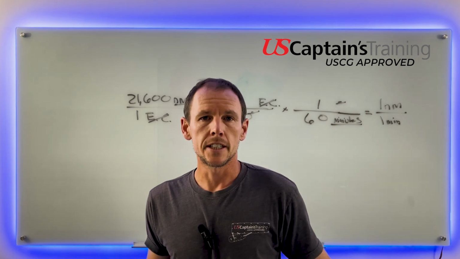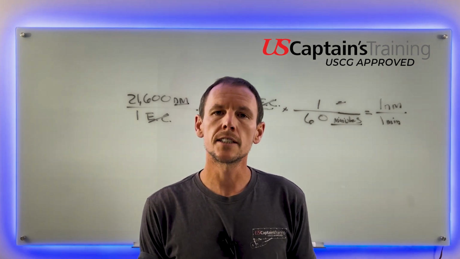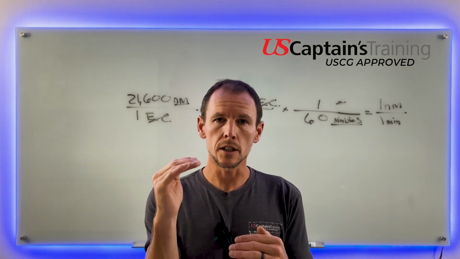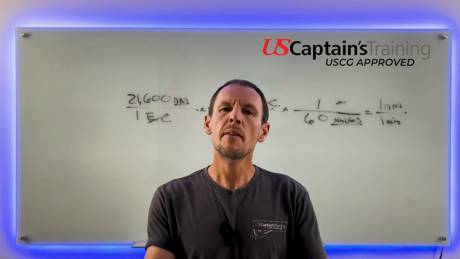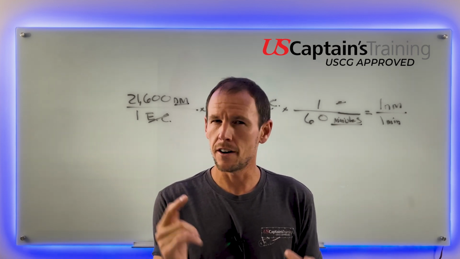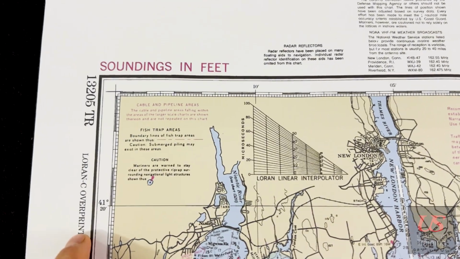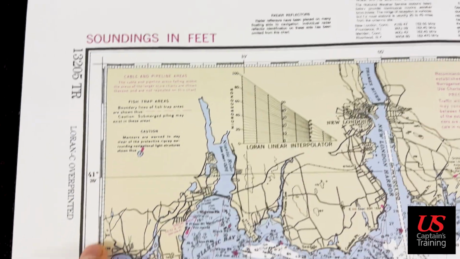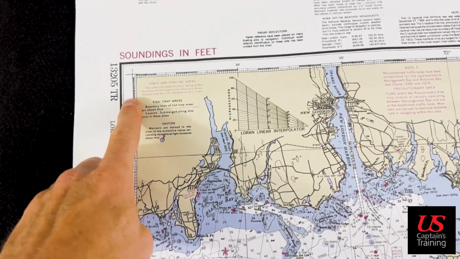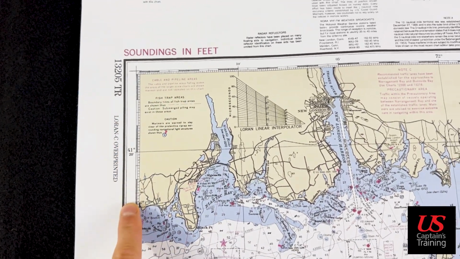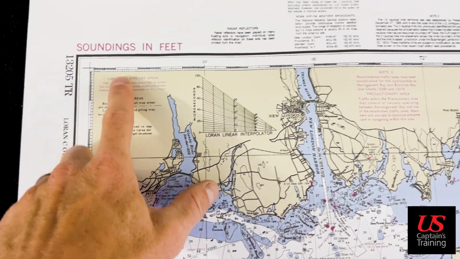All of that is to say that when we measure distances on a chart, we only use the latitude scale. Let me bring you in for a closer look of latitude and longitude. Okay, here's latitude, like a ladder going up the page. Here's longitude.